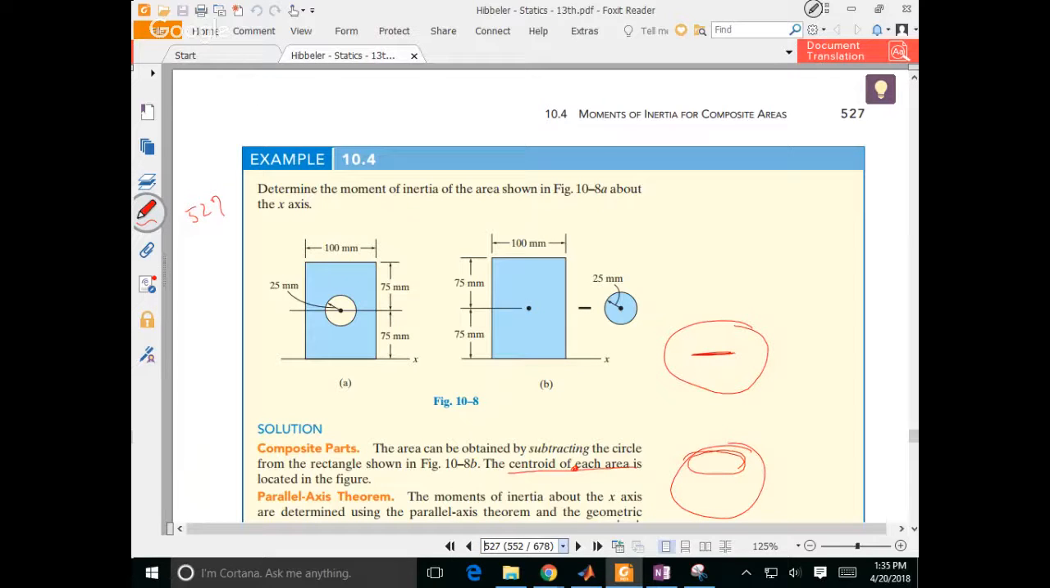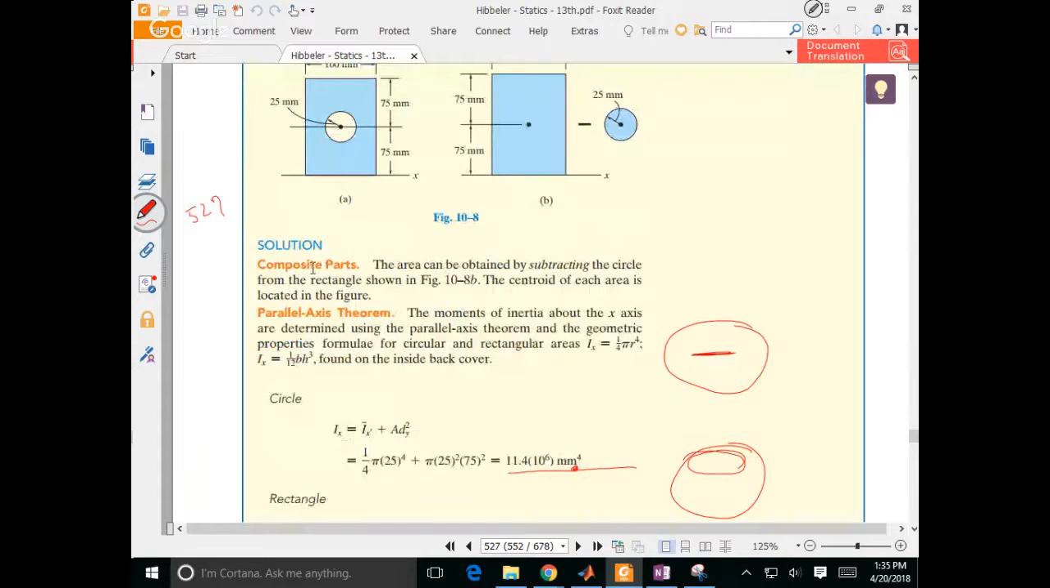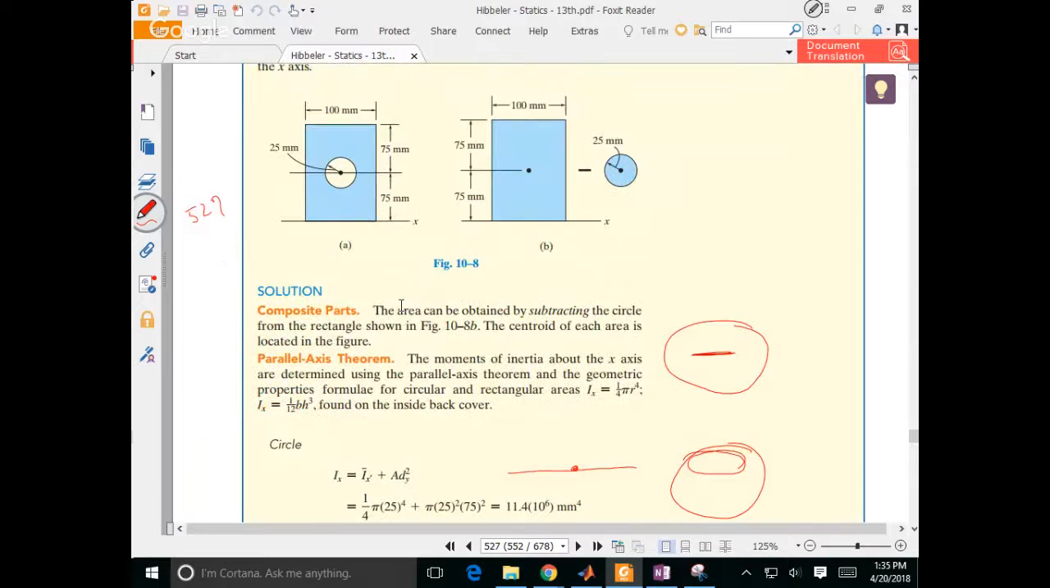527. So look at what he did. He came in and did composite parts. The area can be obtained by subtracting the circle from the rectangle. The centroid of each is located in the figure. So he's saying there's the centroid and there's your centroid. Then he uses the parallel axis theorem. He does the circle first.